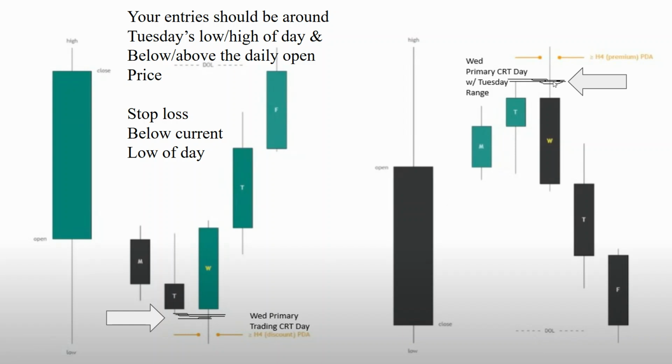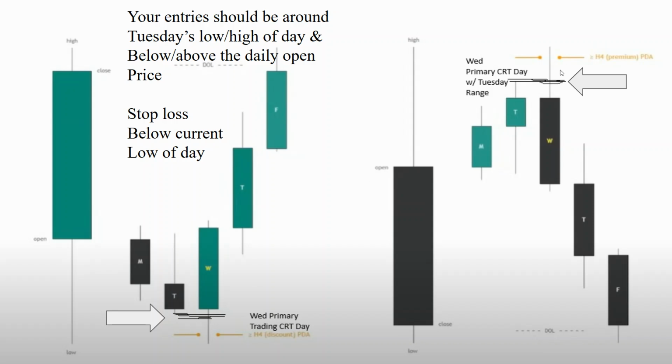Okay. Same thing for a short example. Once you see price go above Tuesday's high, close back inside of it, Tuesday's high of day is your entry range. You're okay to get in as long as price is below the daily open price of Wednesday and above Tuesday's low. So this little window right here where my mouse is, that's your trading zone right here.